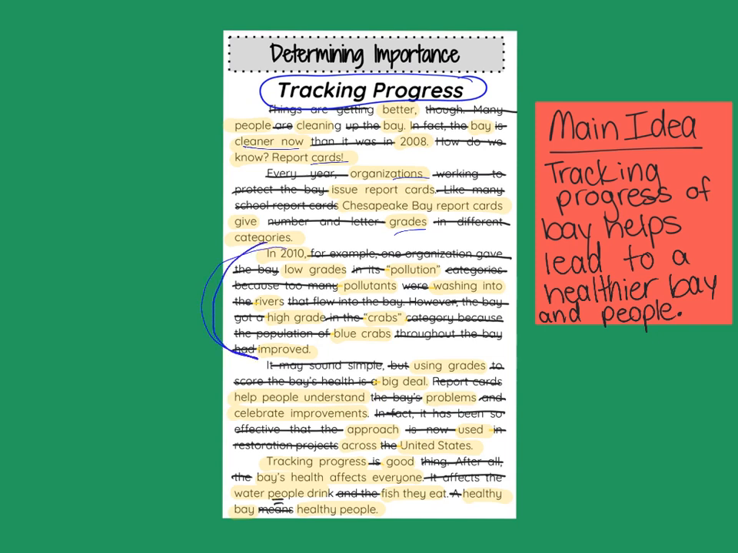I like that this particular paragraph gives an example of how these grades are being used to show that pollution isn't doing so well, but blue crabs are improving. I know that using grades helps people understand and celebrate improvements. And so if people understand, it's helping lead to a healthier bay. And then, of course, down here, this last paragraph, I think it's a great conclusion. And I think it really helps lead me to what this whole section is mostly about.